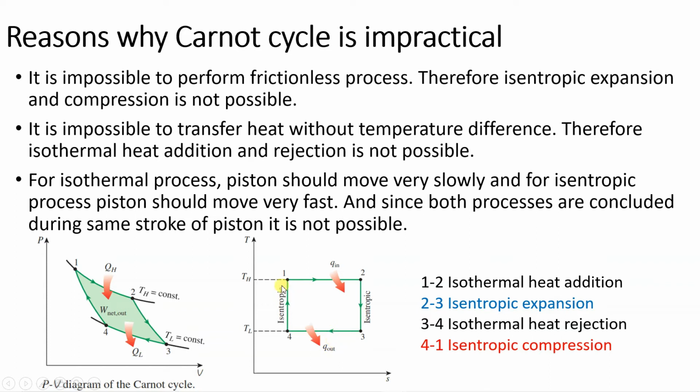Also, you should note that in case of isothermal process, the piston should move very slowly. Then only the temperature inside will remain the same. And during isentropic process, isentropic means it will be reversible and adiabatic, so heat transfer should be zero. So the piston should move very fast. So during one cycle itself, for some part the piston is moving very slow, and then the piston is moving very fast. This is not possible. That is why we say that Carnot cycle is impractical. So this is about Carnot heat engine.